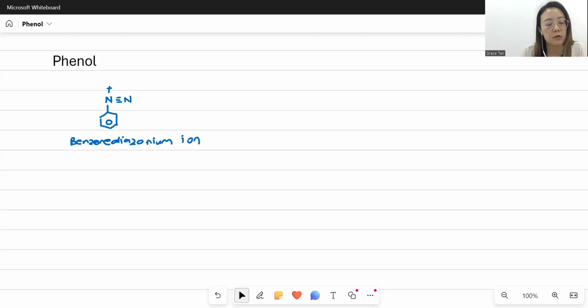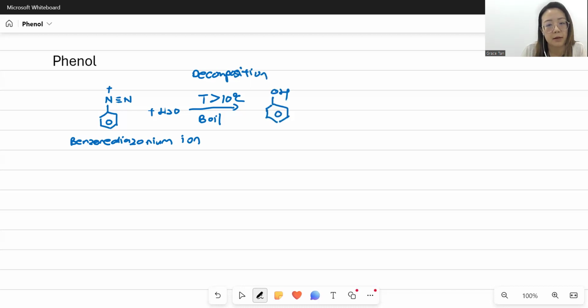Now, how this was formed is due to the diazotization process. If you add your benzene diazonium ion with water at temperature above 10, you can use temperature above 10 or the word boil in water, but you need to use water. Then it will decompose. This is a decomposition process. Then it will form phenol and nitrogen gas.